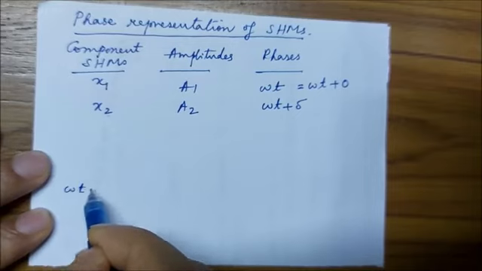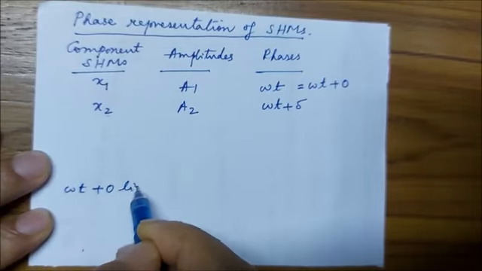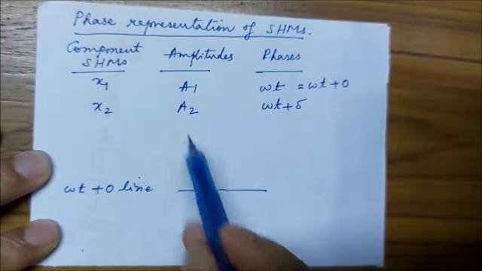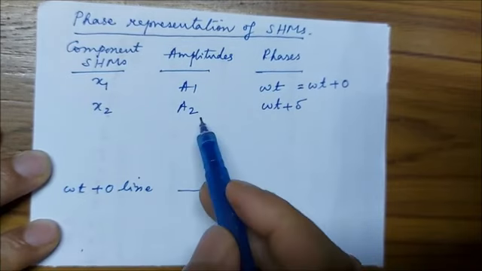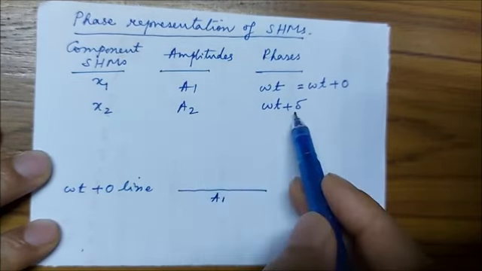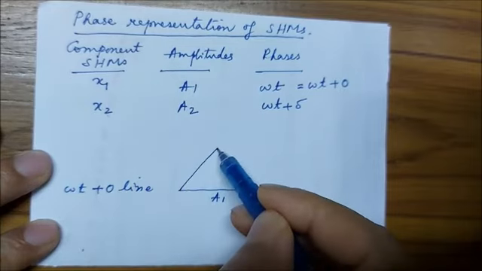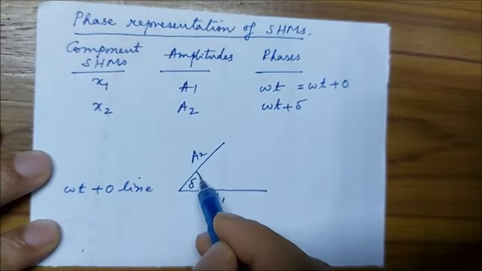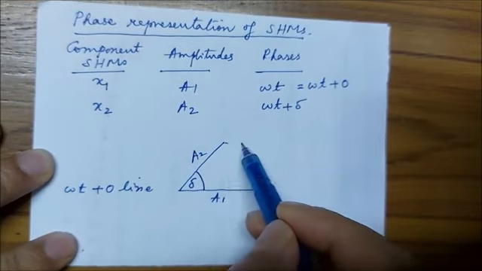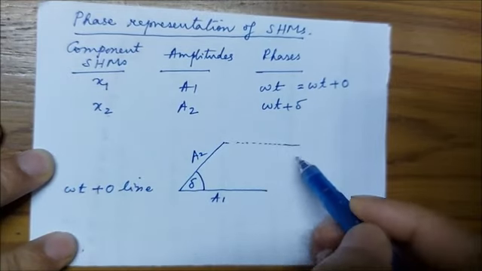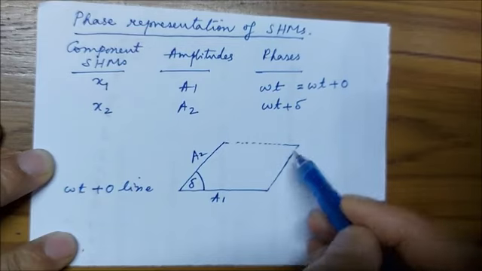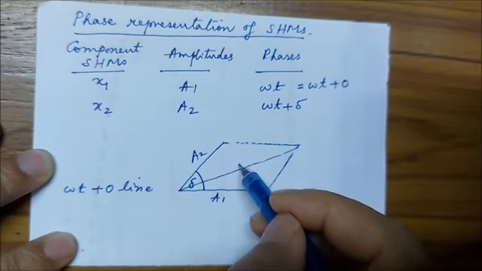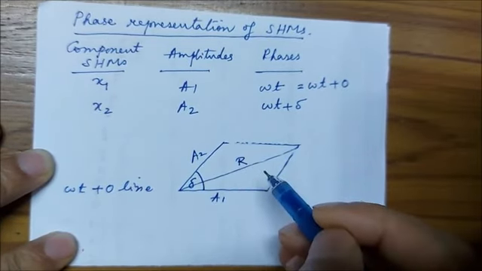Let the omega t plus 0 line be represented by this line, and this is A1. Now A2 makes an angle delta with A1. So this is A2, and this angle is delta. And let us complete the corresponding parallelogram. And this is R, the resultant.